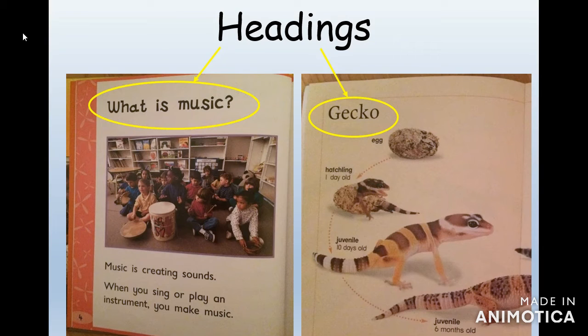Information texts also have headings. So like we said before, the heading of this page is "What is music?" Now a heading tells us what the information on that page is about. So we need to make sure that when we're using headings, our heading is very clear and it tells us exactly what information we're going to find on that page.